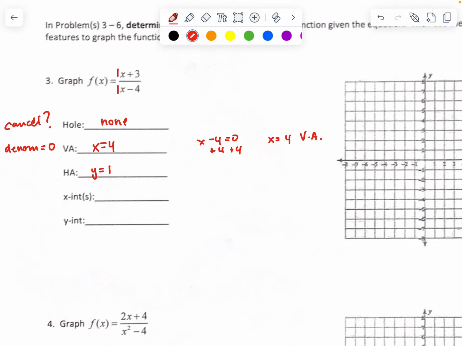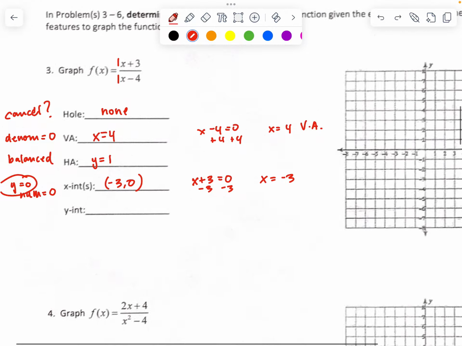Okay. X-intercept occurs when the y value is equal to 0, meaning the numerator is equal to 0. Here we have x plus 3 in our numerator. We set that equal to 0. Subtract 3. We get x is equal to negative 3. So our x-intercept is going to be negative 3 comma 0. This 0 is coming from here because in order for it to be an x-intercept, the y value has to be 0.